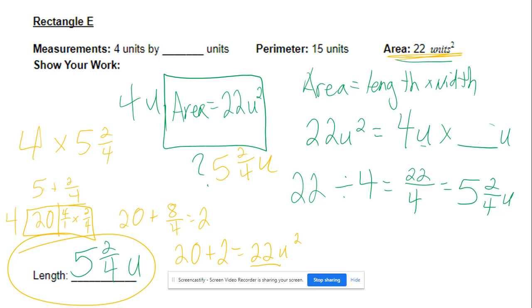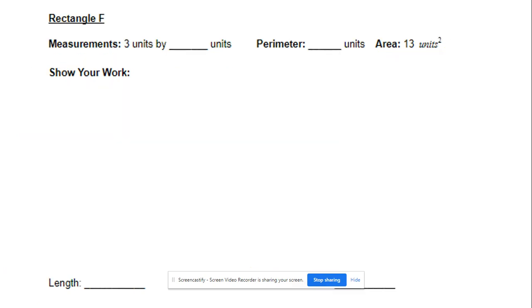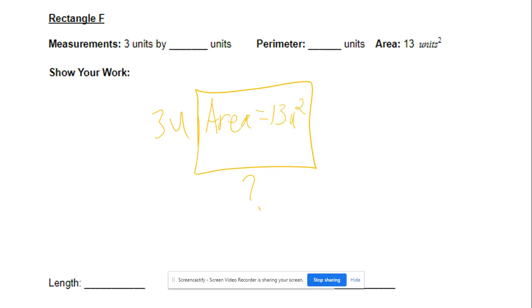Let's try one last one, rectangle F. Here we are given that one side length is 3 units, and we're missing this other side length. We can see that the area is 13 here. So what we can do is write our equation or our formula down. Area equals length times width, and we can fill in what we know. Area equals 13 units squared. The length is 3 units, and we're trying to figure out the width.